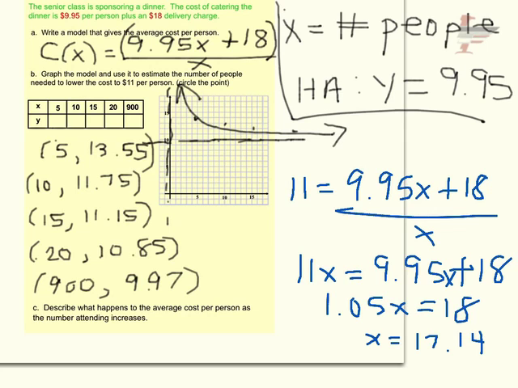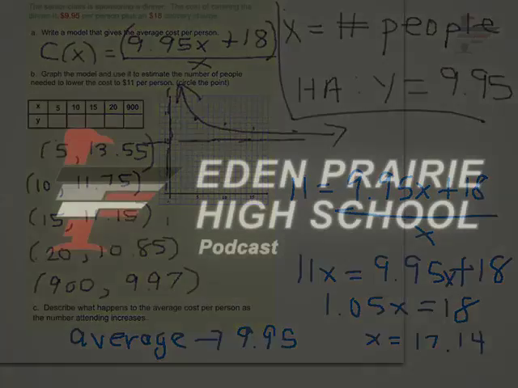Well, I can tell that when x is 17.14, which would be in between these two values, that yes, it's going to approach $11 per person. Oh, I'm sorry, in between these two. Wow, 17 is in between these two. And so that's going to approach $11. Then part C says, describe what happens to the average cost per person as the number attending increases. And I really already said that, but as x increases, the number of people increases, the average price per person approaches the $9.95, your asymptote.